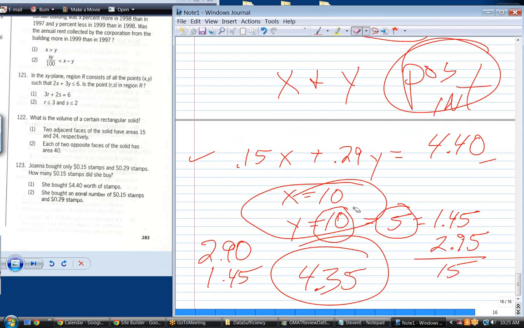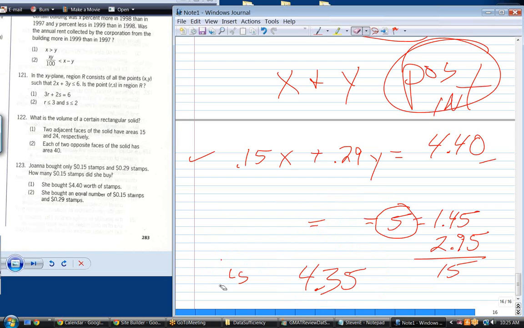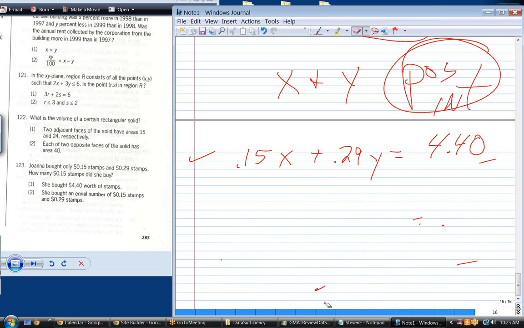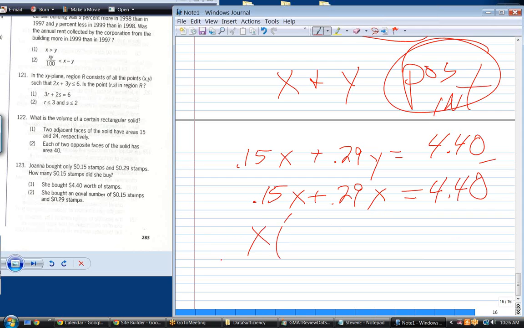So you're talking about number 2 now? No, I was still looking at number 1. Let's look at number 2. Number 2 says there's an equal number of stamps, so you make them both x, and it pretty much does the same thing that we just solved. If it's an equal number of stamps, then I can use x in place of y. So it's 0.15x plus 0.29x equals 440. Factor out the x, I'm left with 0.44. Yes, that's enough information to solve for x.